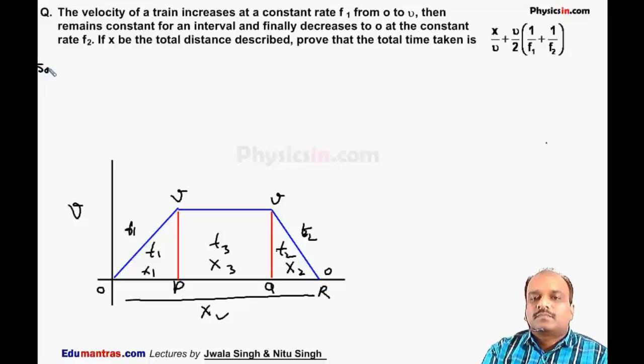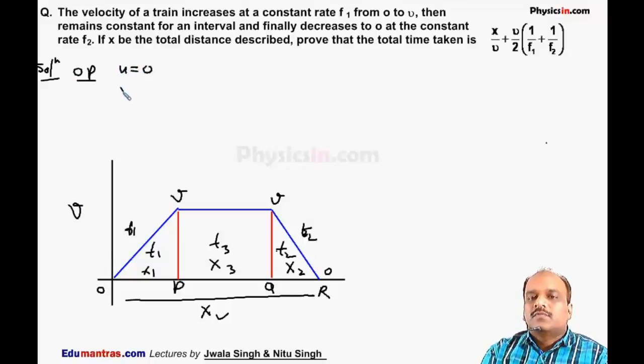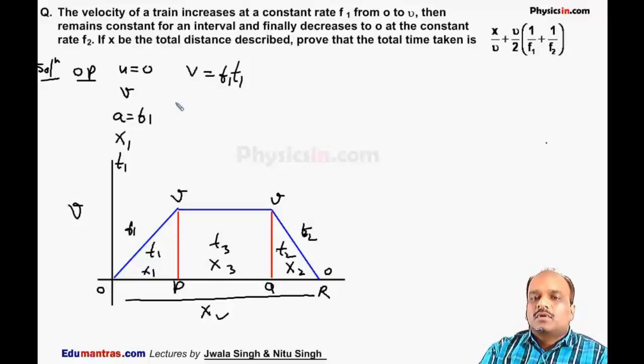So from O to P, the train moves with a constant acceleration. Initial speed is 0, final speed is v, acceleration is equal to f1, distance is equal to x1, time is t1. So we can say final velocity v is equal to 0 plus f1 into t1, or t1 is equal to v by f1.